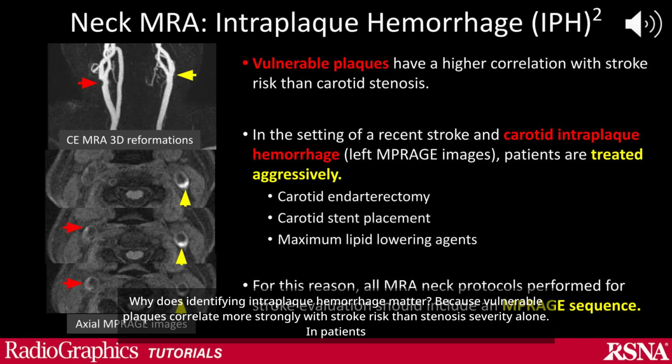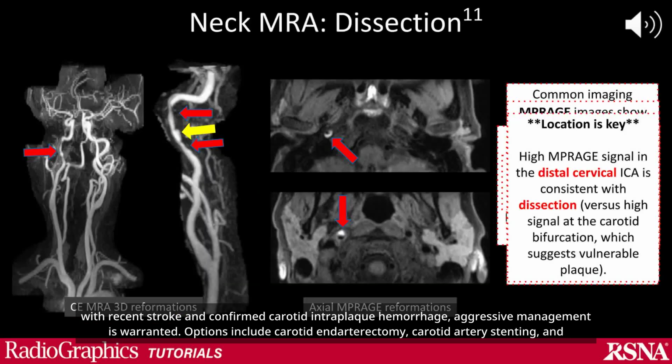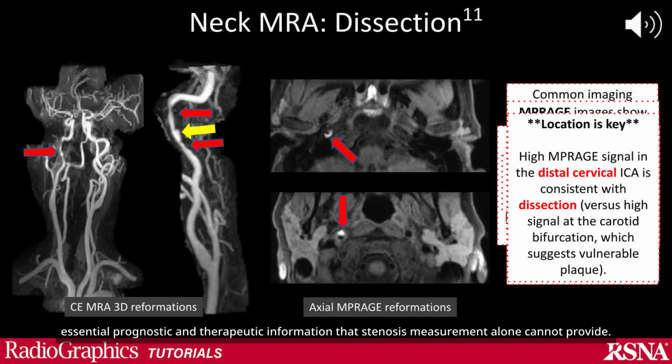Because vulnerable plaques correlate more strongly with stroke risk than stenosis severity alone. In patients with recent stroke and confirmed carotid intraplaque hemorrhage, aggressive management is warranted. Options include carotid endarterectomy, carotid artery stenting, and intensive lipid-lowering therapy. For this reason, all neck MRA protocols performed for stroke evaluation should incorporate an MPRAGE sequence. It adds essential prognostic and therapeutic information that stenosis measurement alone cannot provide.